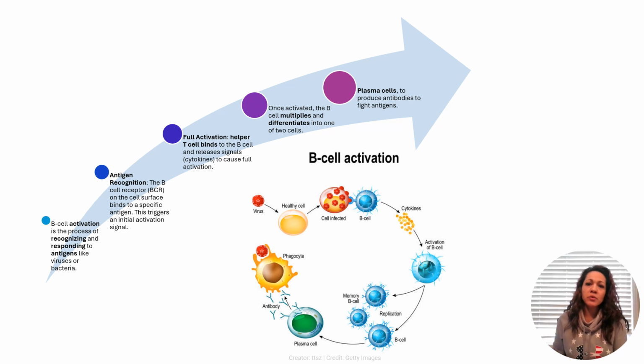All right, so there's a couple of ways that this happens. One way is when a T helper cell is involved and it releases cytokines to activate the B cell. The other way is what I'm going to kind of focus on, which I've tried to break down for you.